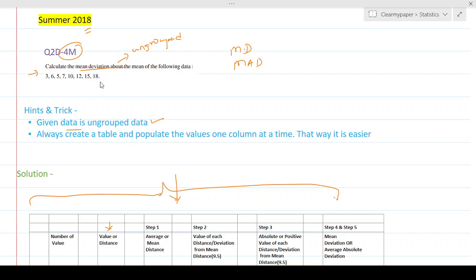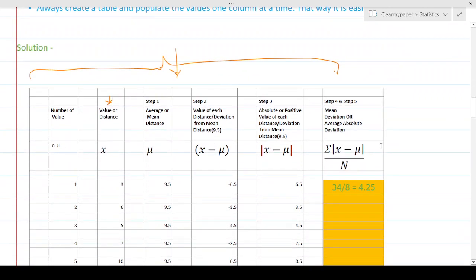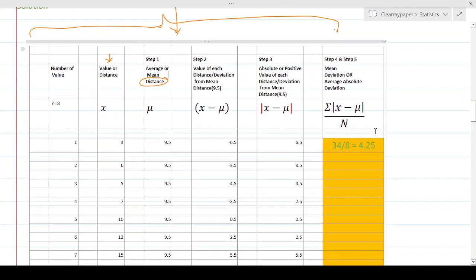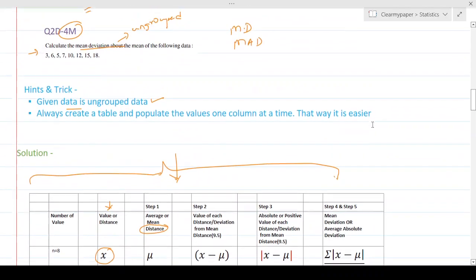You can think in your mind either it could be a distance or marks or stuff like that. And since I've copied and pasted this from the previous episode, you will see the word distance, but don't get confused. It does not really matter what they give. All they're giving is raw data. So in the first column, you put all the raw data, which is denoted by X: 3, 6, 5, 7, 10, 12, 15. That's what you see here.